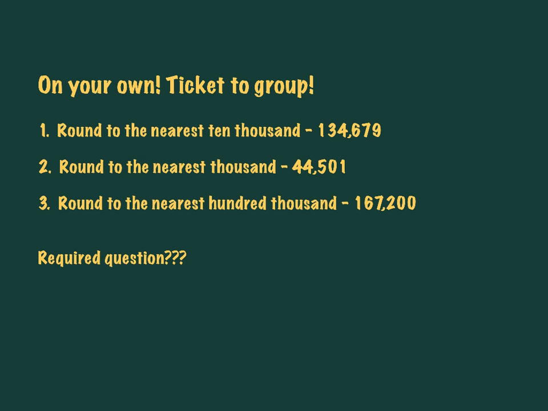So, all right, so on your own, ticket to group today. Number 1, you're going to round to the nearest 10,000. So your number is 134,679. Make sure you write the number down first and then give me your rounded answer next to it. Number 2, round to the nearest 1,000. Again, write the number down, 44,501, and then write your rounded answer next to that. And number 3, round to the nearest 100,000, and your number is 167,200. So you've got 3 problems there. I should have 3 answers when you come to class.